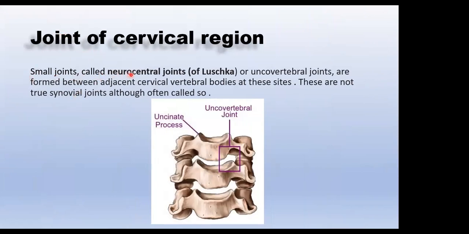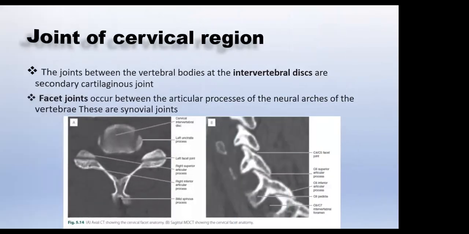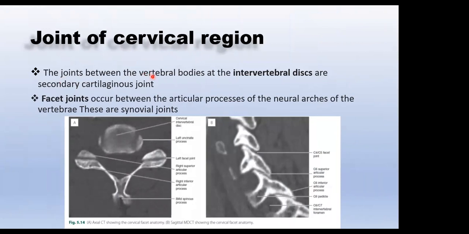And we have small joints called the joints of Luschka or uncovertebral joints, formed between adjacent cervical vertebral bodies on these sides. These are not true synovial joints, although often called so, as mentioned previously. Here we have uncovertebral joints and the superior surface of the vertebral body. The joints between the vertebral bodies and the intervertebral discs are secondary cartilaginous joints. Facet joints occur between the articular processes of the neural arch of the vertebrae.